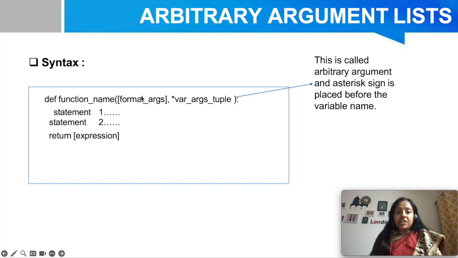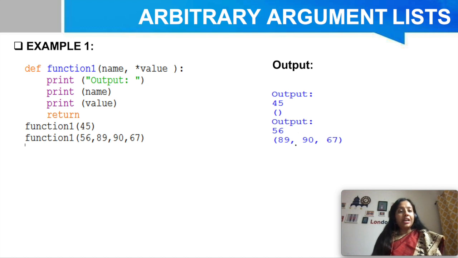So what is different here? You can see these are the formal arguments and these are the arbitrary arguments which we have used with the star in front. It will be more clear if we understand it with the help of an example. What is happening here? We wrote name, comma, then star value. What is star value here? This value is actually the arbitrary argument list, so more than one argument can be passed. What are we doing here? We have printed name and then we have printed value.